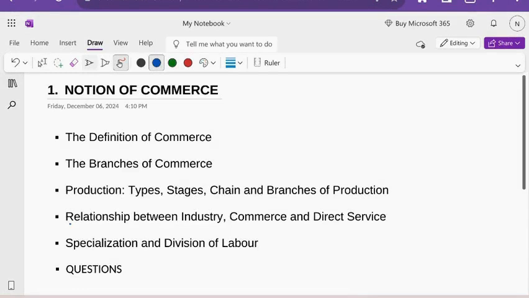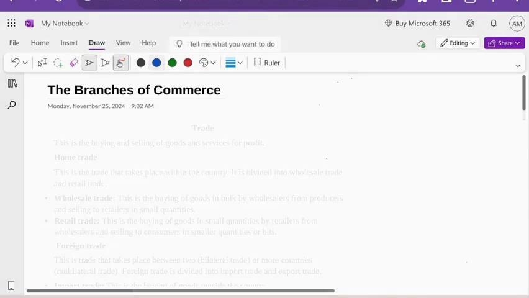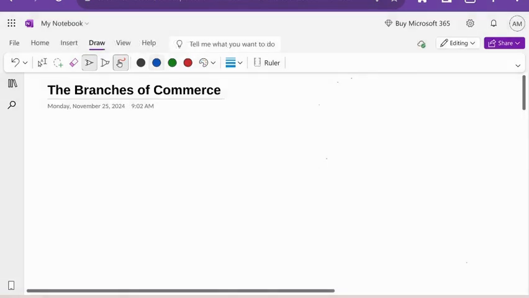Now, under the topic, the notion of commerce, we have already looked at the definition of commerce. The next lesson we are supposed to look at under this topic is the branches of commerce. Let us look at the branches of commerce.